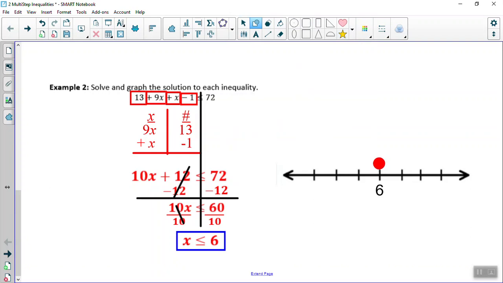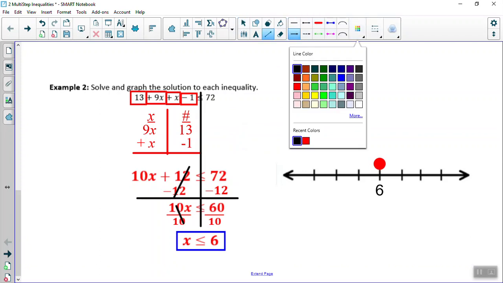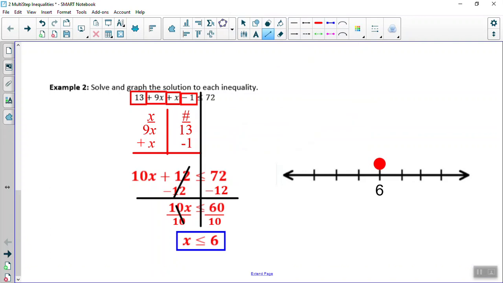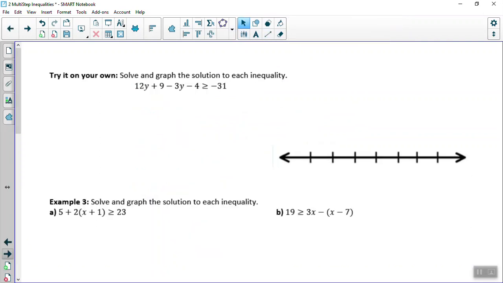So I'll put my closed circle over the 6. And then once again, it's less than. So we have to make sure we highlight all the values that are less than 6. Those are all the values then that are going to be to the left of 6. So my graph would look like that. And let's go to the next page.